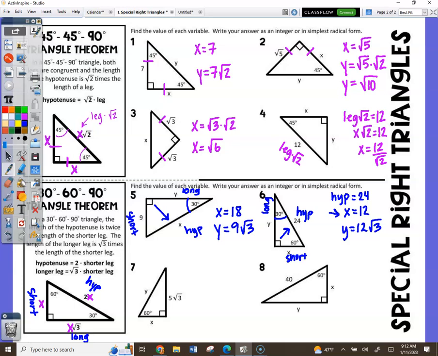Y'all are going to love the practice assignment that goes with this. We're going to color. Really? Yeah. Coloring is actually therapeutic. Studies suggest coloring is a calming activity because it's brainless. You can calm your mind.